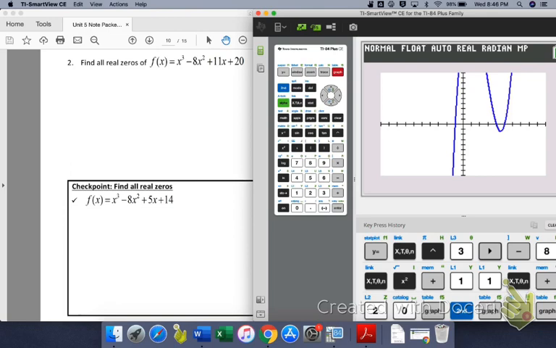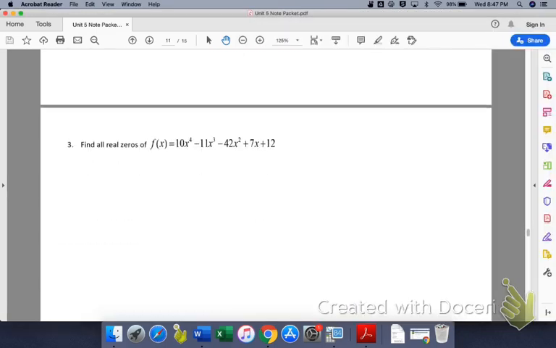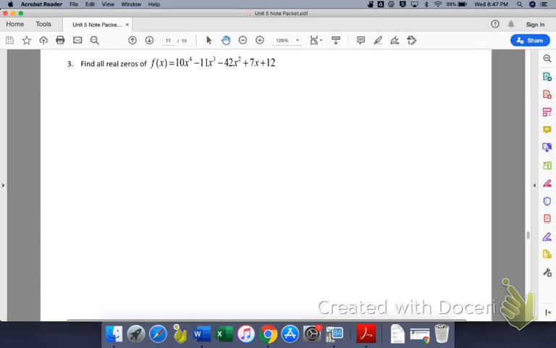The example underneath, you can find the answer for in the answer key note packet that I have online on Schoology. Feel free to try that on your own. However, I do want to show you one more example here on the next page of your notes because we're going to go ahead and move up a degree, and I want to show you the process for how to solve that.